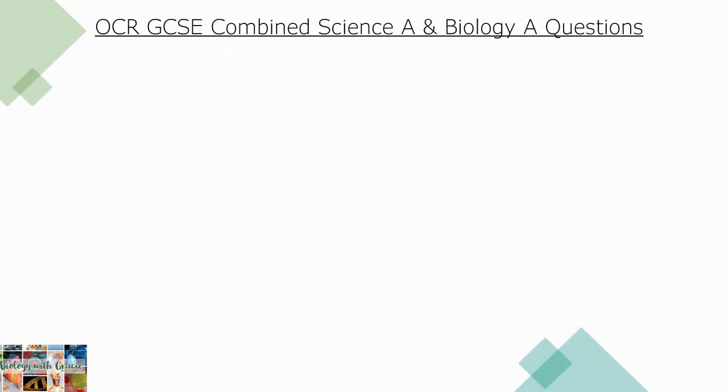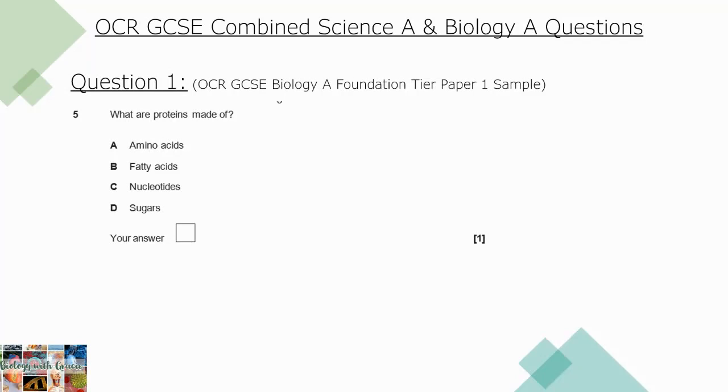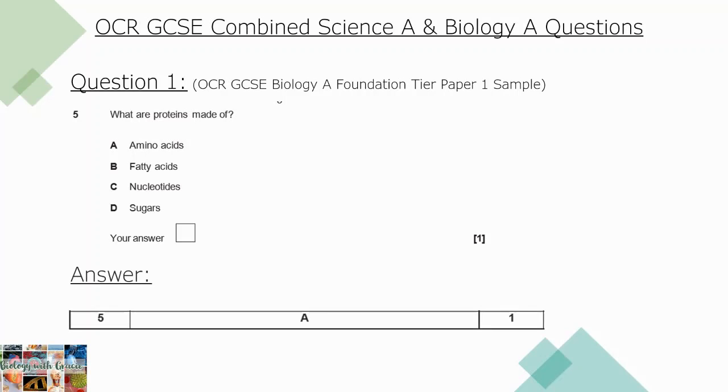So now we're going to move on to some questions based on that information. So question 1, what are proteins made of? And then we've got some answers there. So we know that proteins are polymers and they're made up of monomers, and these monomers are amino acids. So it's amino acids that join together in order to form proteins. So therefore our answer is amino acids.